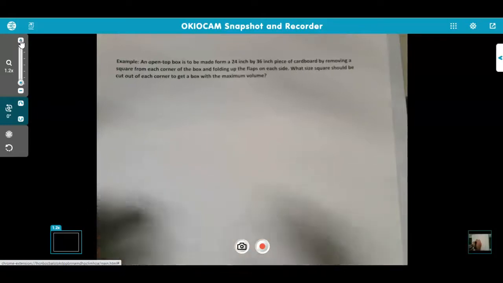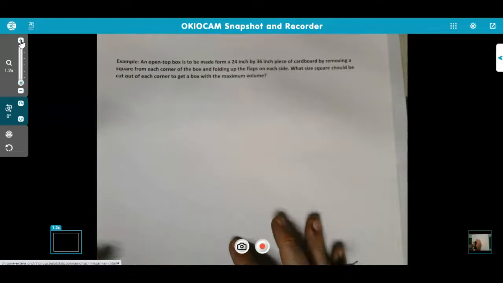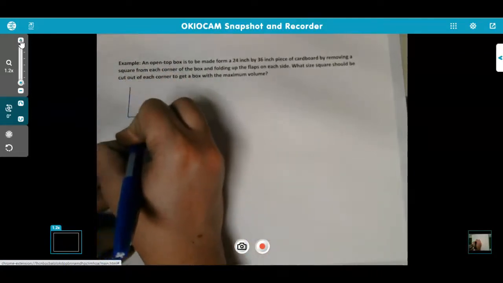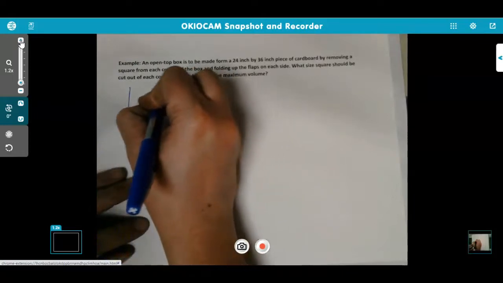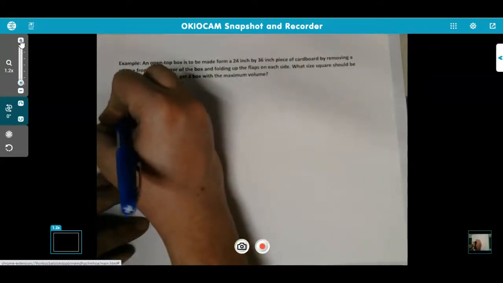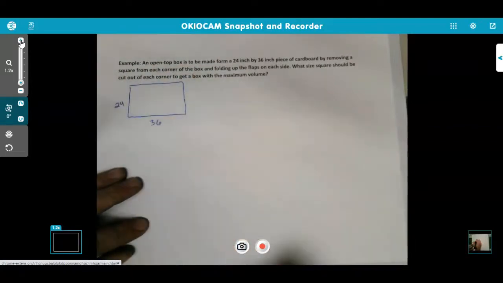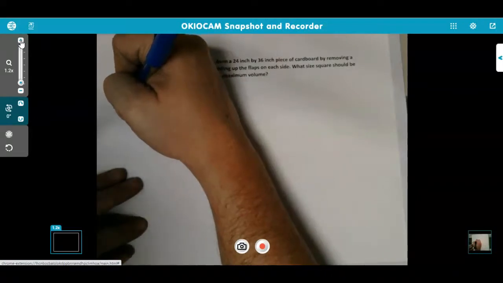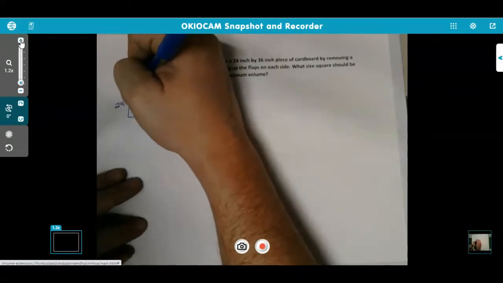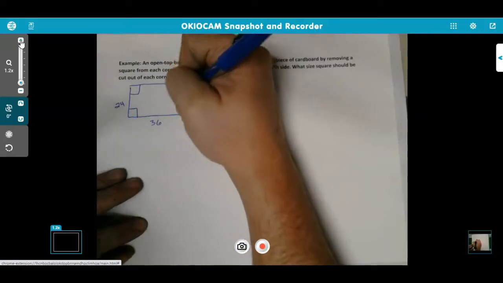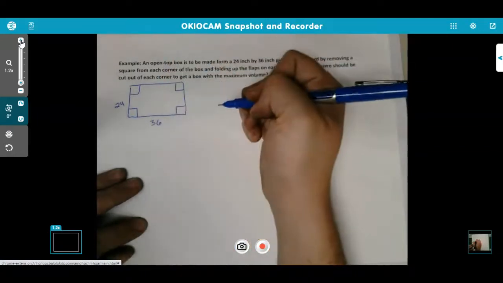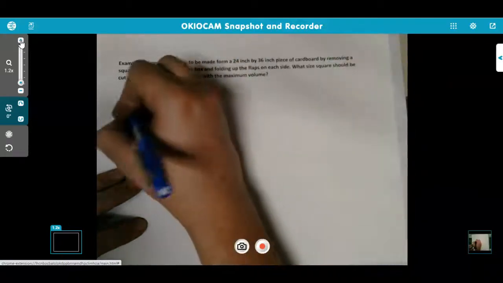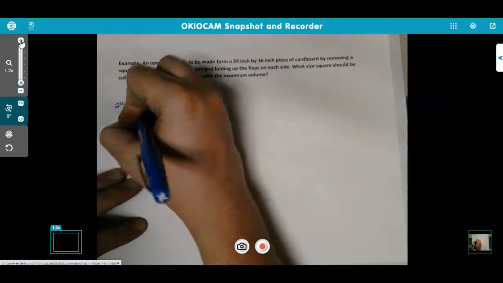So conceptualizing this might be hard, but basically we have a rectangular piece of cardboard, and it says it's 24 inches by 36. And what I'm going to do is cut a square from each corner, which will then allow me to fold everything up. They want to know what size this square should be, so I'm going to let this be x. So it's going to be x for all of them.